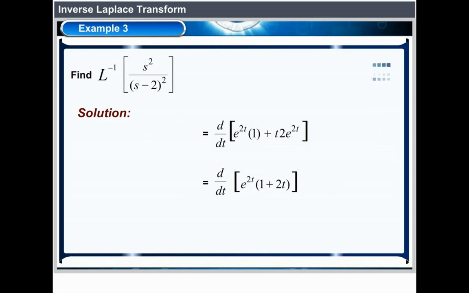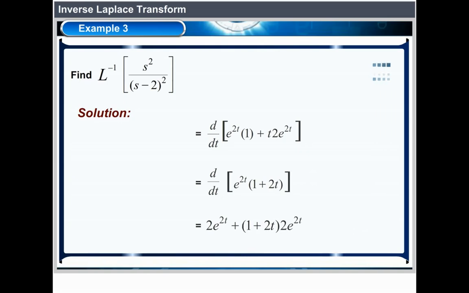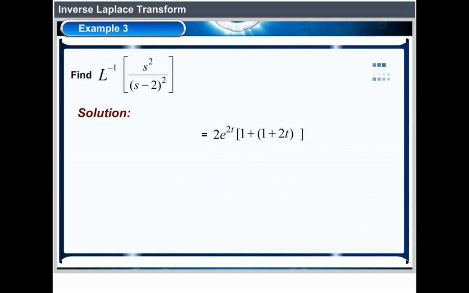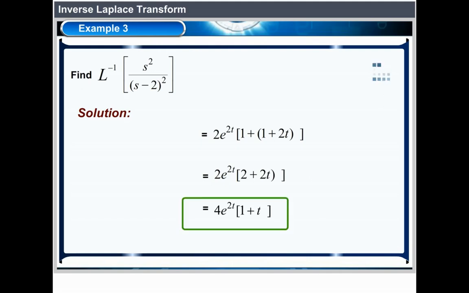We have taken e power 2t as common, equals 2 into e power 2t plus (1 plus 2t) into 2 into e power 2t, equals 2 into e power 2t into (1 plus 2t). We have taken the e power 2t as common in both the terms, equals 2 into e power 2t into (2 plus 2t), equals 4 into e power 2t into (1 plus t).